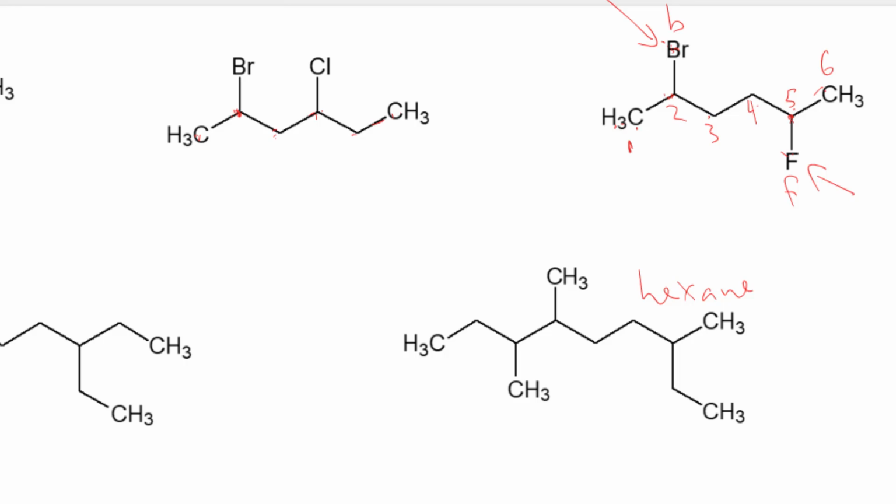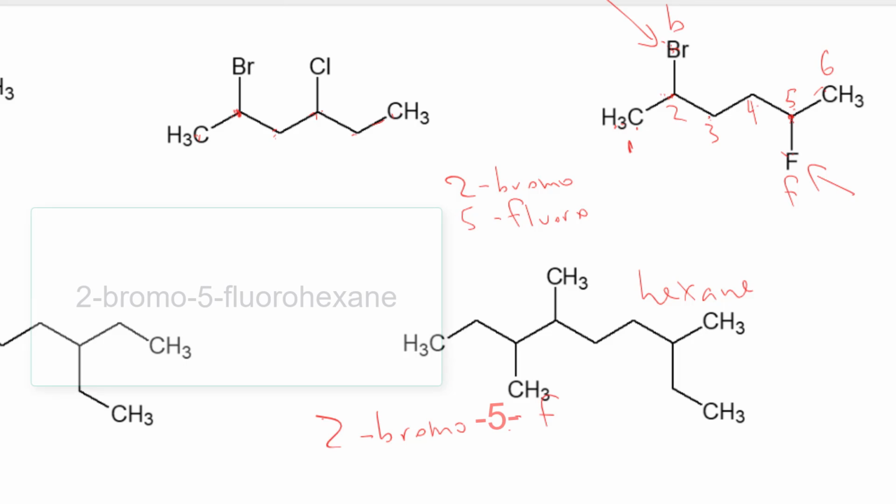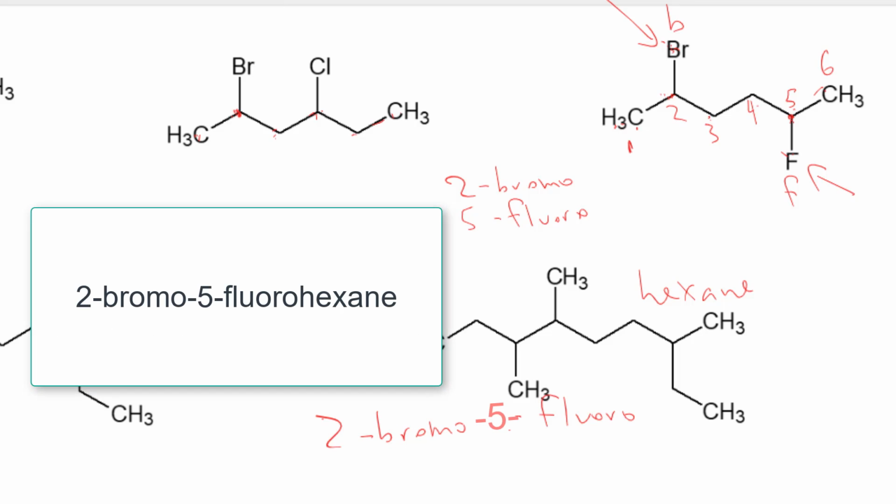So again, I will end up with a 2 bromo from this side. 1, 2, 3, 4, 5, and the 5 position is the fluoro. And that is a hexane. So to write it all out again, so 2 bromo, 2 fluoro, hexane.